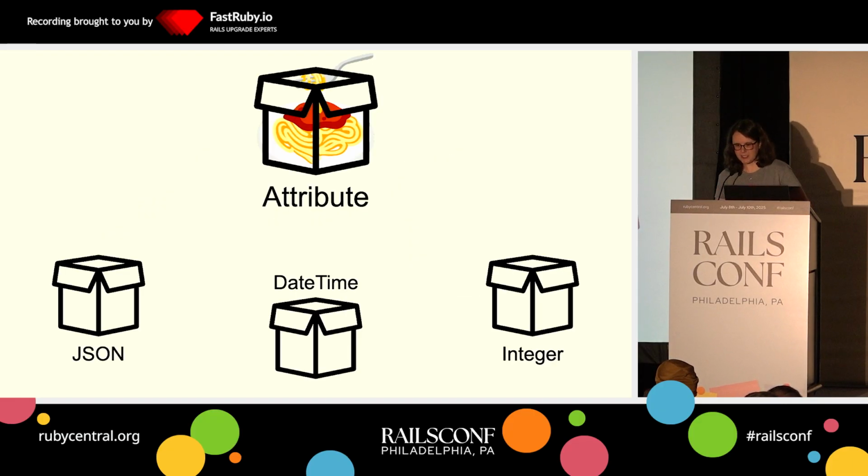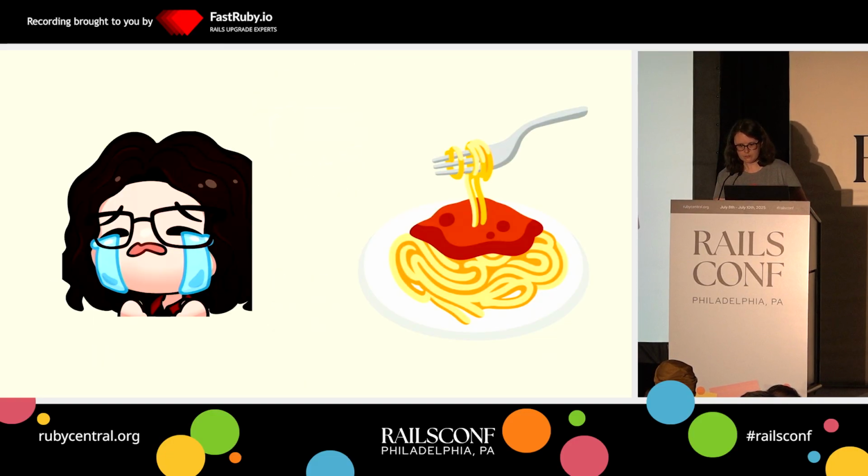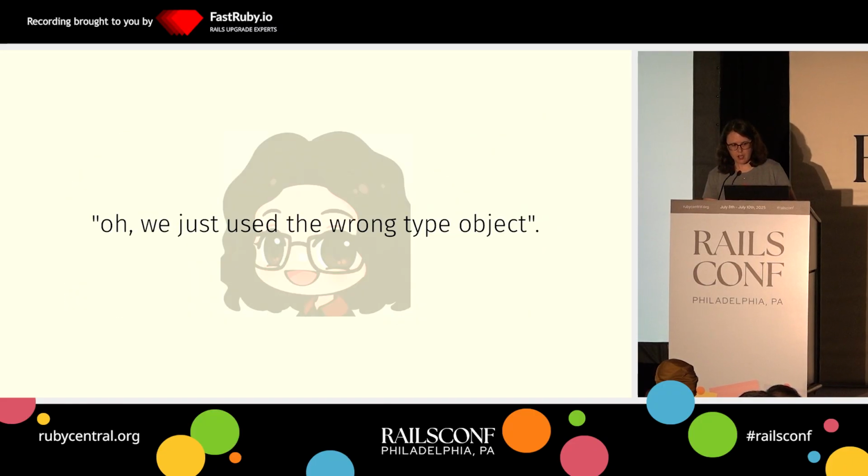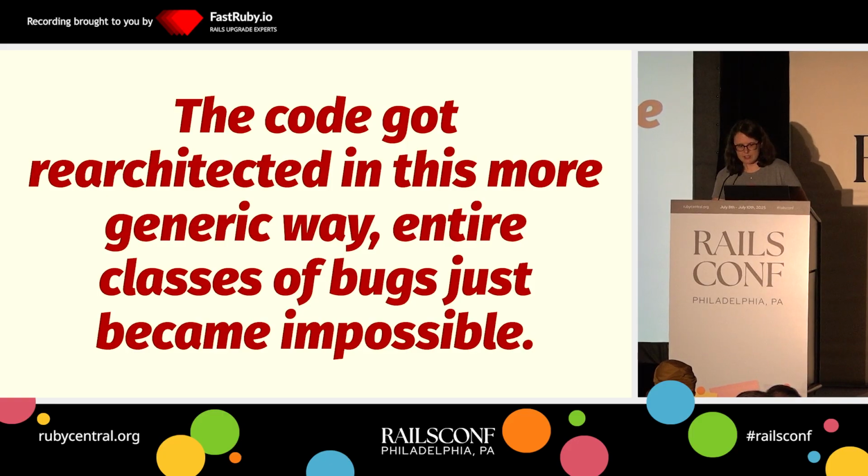The attribute object can now ask, hey, datetime, turn my string into one of you. These type objects now hold the logic for casting, and the attribute object delegates to them. Debugging went from digging through spaghetti to, oh, we probably just used the wrong type object. Cool. Sage said that the code got re-architected into this more generic way.